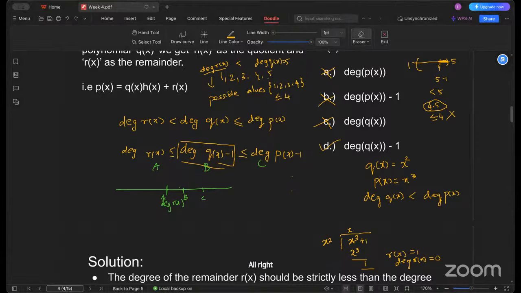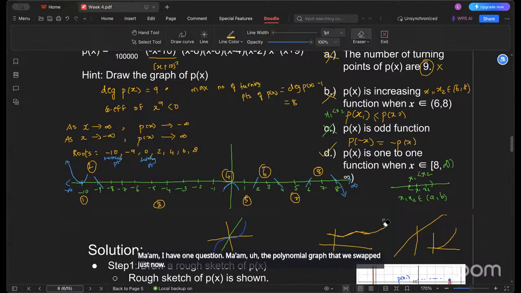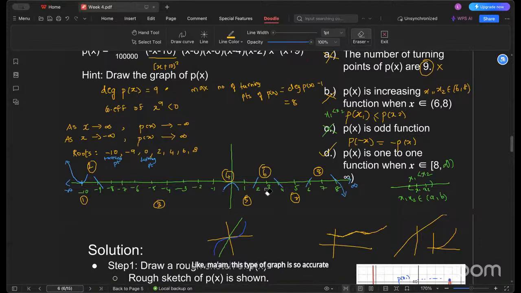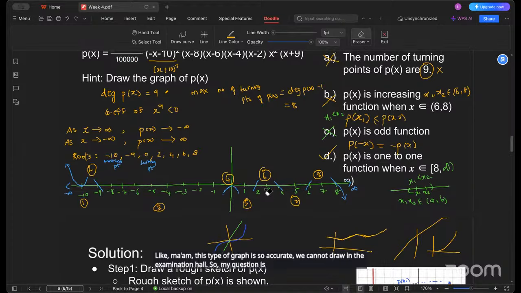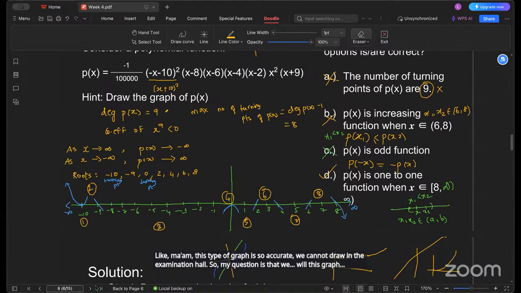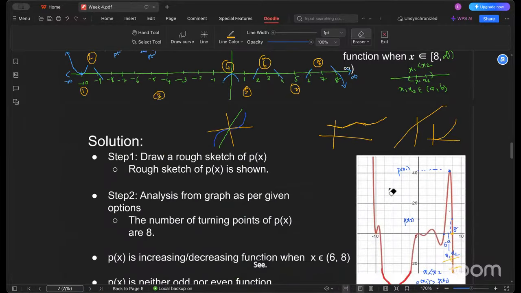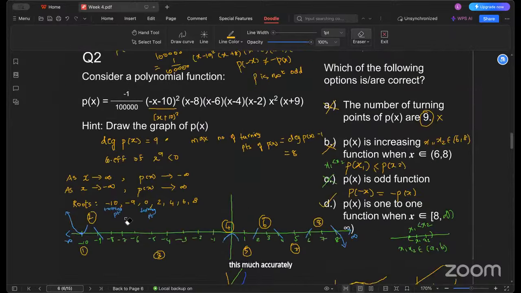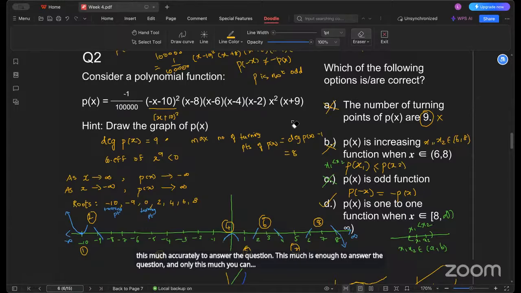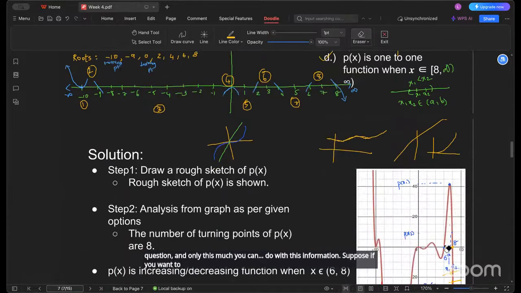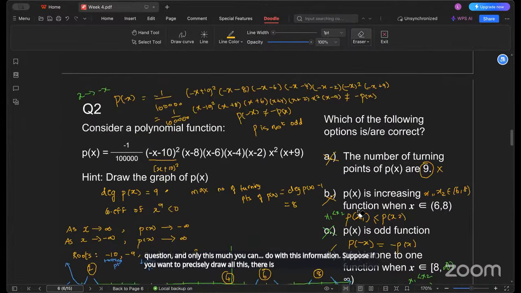Ma'am, I have one question. The polynomial graph that we solved just now, this type of graph so accurate we cannot draw in the examination hall. So my question is, will this graph be drawn in the question so that we can answer the options, or do we have to draw such a complex graph? See, you don't have to draw this much accurately to answer the question. This much is enough, and only this much you can do with this information. If you want to precisely draw all this, there is too much work involved, and that is not expected here.